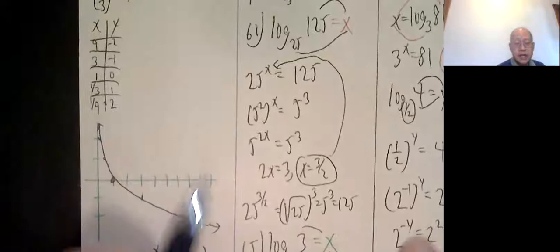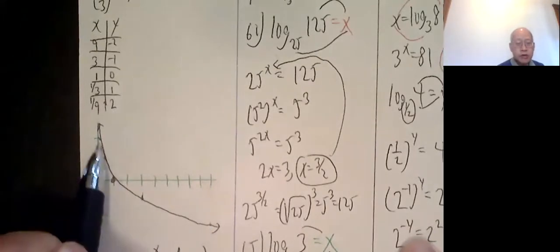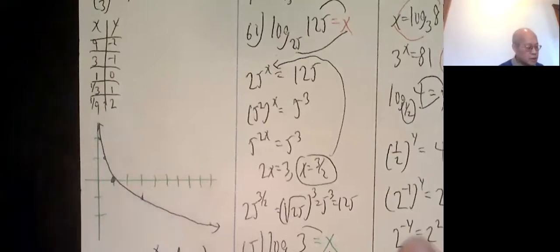And so you plot these points. So (9, -2) is over here, (3, -1), (1, 0), (1/3, 1), (1/9, 2). So it looks something like this.